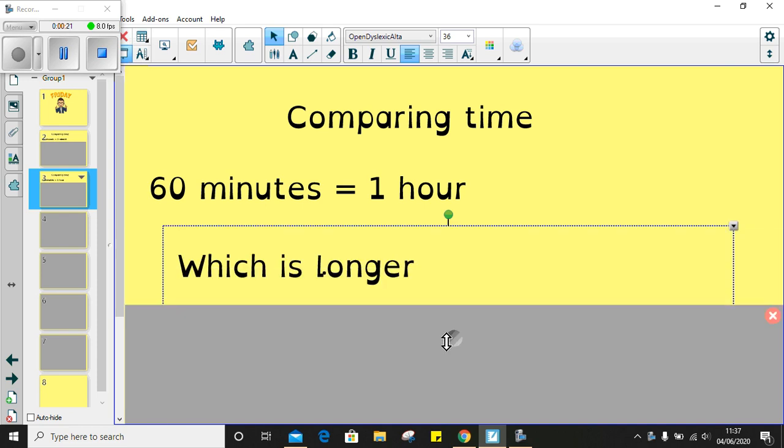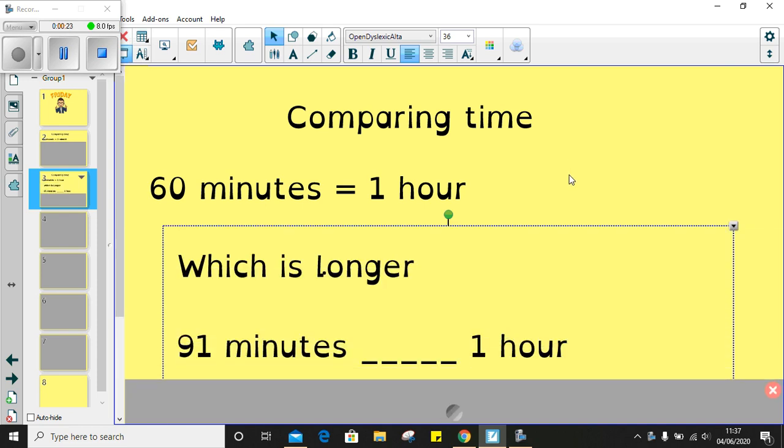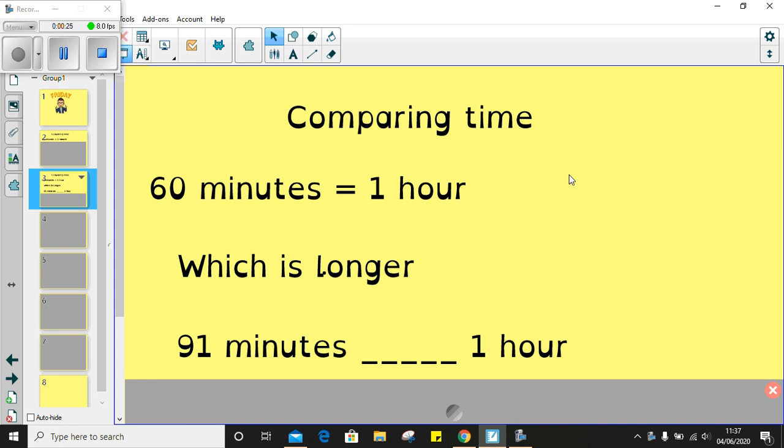So if we know that there are 60 minutes in 1 hour, which is longer, 91 minutes or 1 hour? This is something you should be able to do quickly. If you can see that 60 minutes is equal to an hour, pause if you haven't got it yet because I'm about to tell you the answer. 60 minutes is equal to 1 hour, so I know that 91 minutes must be longer than 1 hour.